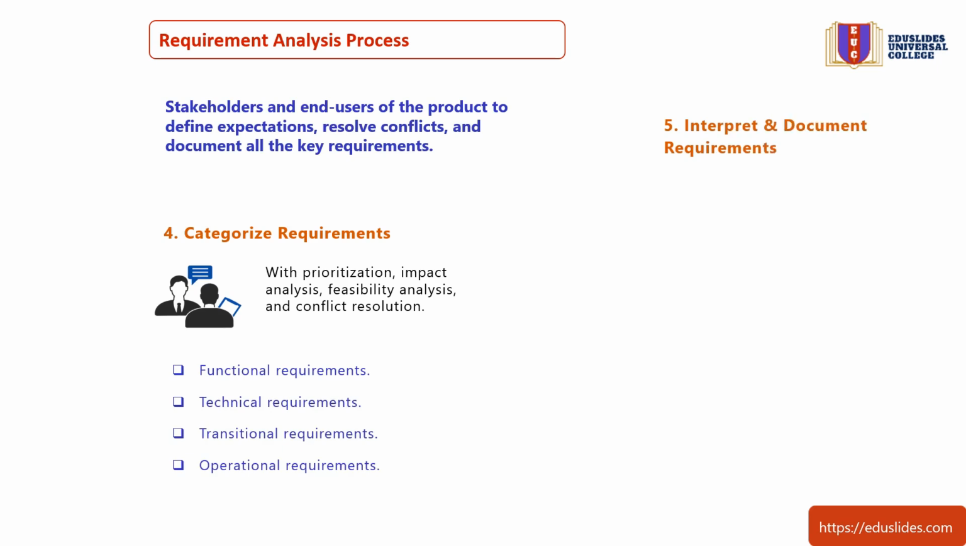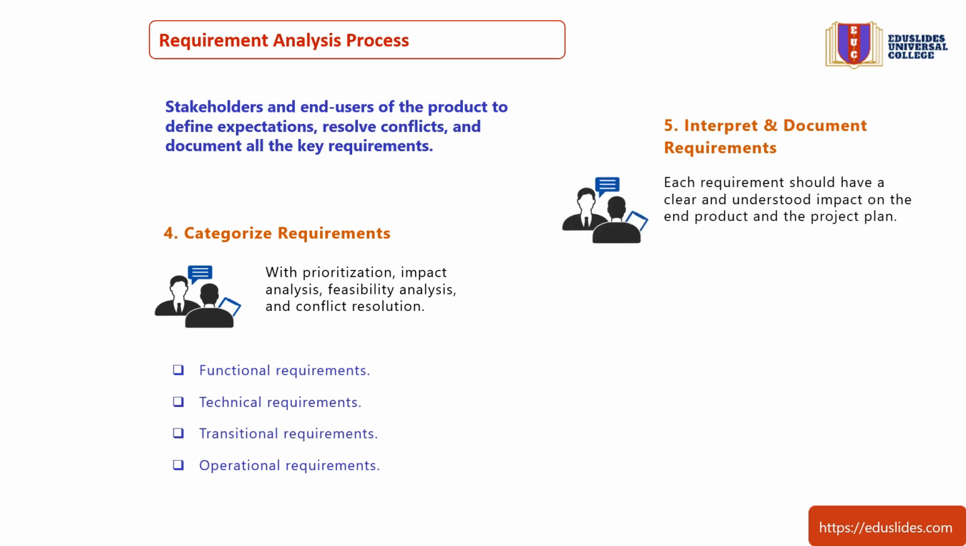Step 5. Interpret and document requirements. Interpretation and analysis are easier when requirements are well-defined and worded. Each requirement should have a clear and understood impact on the end product and the project plan. After all the requirements have been identified, prioritized, and analyzed, project teams should document them in the Software Requirement Specification, SRS.